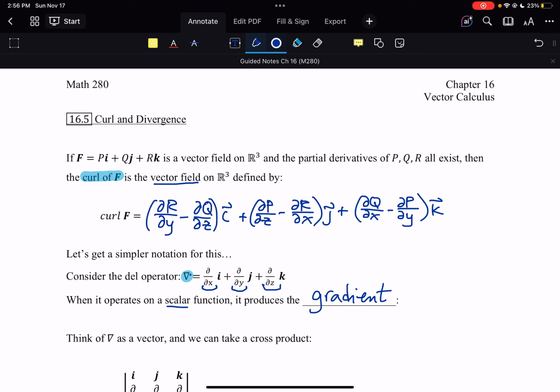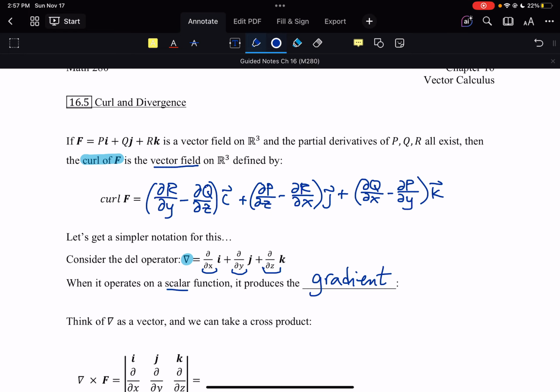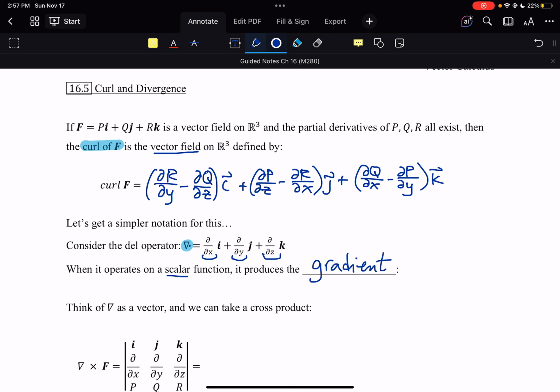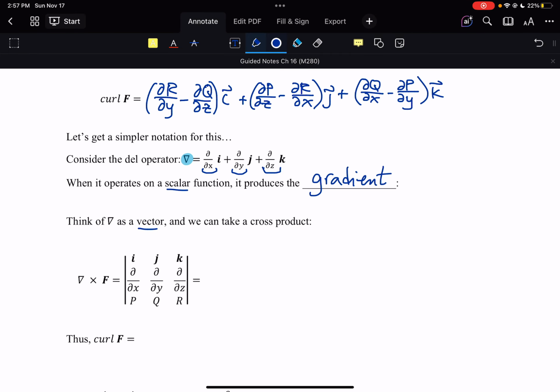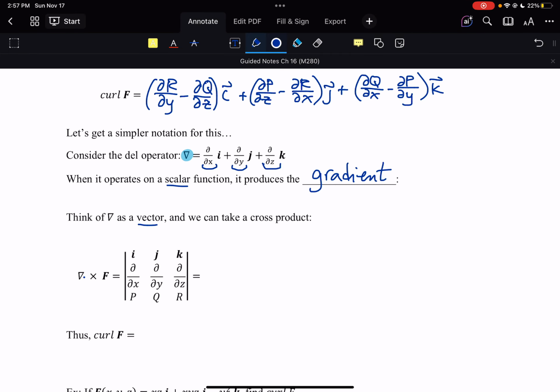And then when we apply the gradient to a scalar function, we get partial with respect to x of f, partial with respect to y of f, partial with respect to z of f. And that gives us the gradient vector. Now, if we think of this del operator as a vector, we can take a cross product of that operator with our vector field. So we have the partial symbols here, and we have P, Q, and R here.